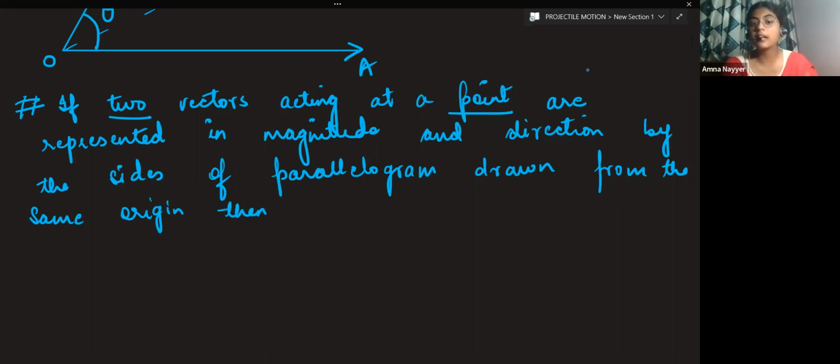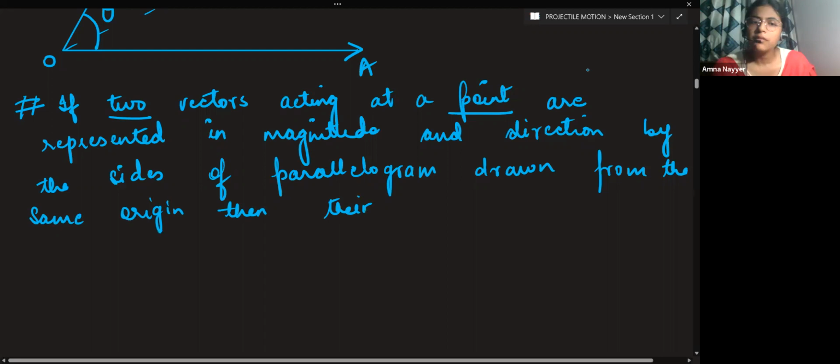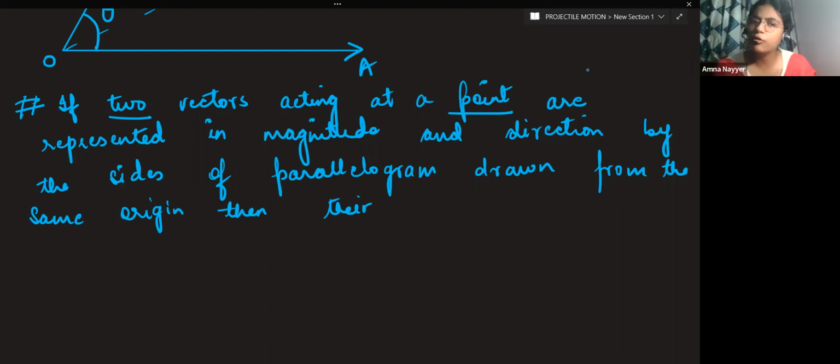Then their resultant means equivalent vector. For example, if you have to understand resultant in terms of scalar quantities, you can understand it this way. One distance is given as 3 meters, the second distance is given as 4 meters. So what's the resultant distance? It means you have added the distances. You will say 7 meters. 3 meters plus 4 meters will give you 7 meters. So this 7 is the resultant.